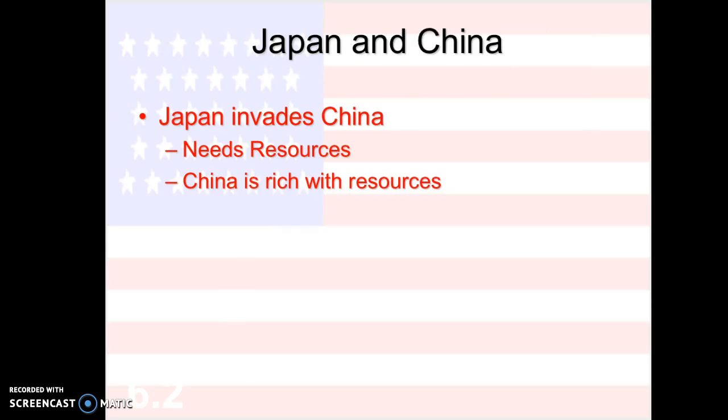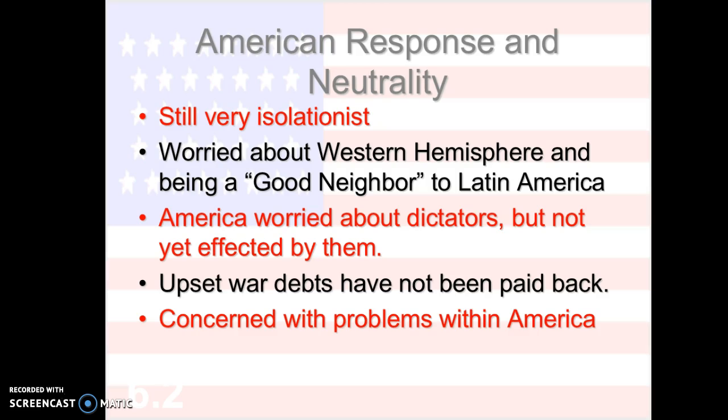Okay. So Japan invades China, needs resources. China's rich with resources. All right, so keep that in mind. So as we're going, what is America's response to this rise of dictators? With the rise of dictators comes tensions between the different countries.